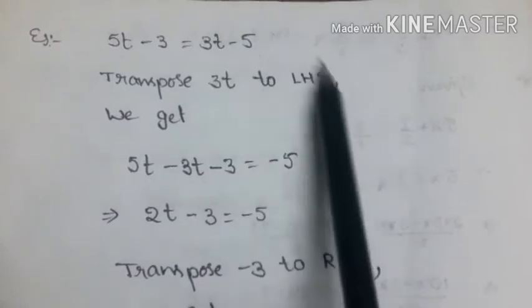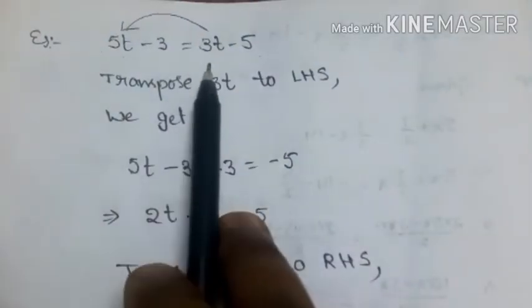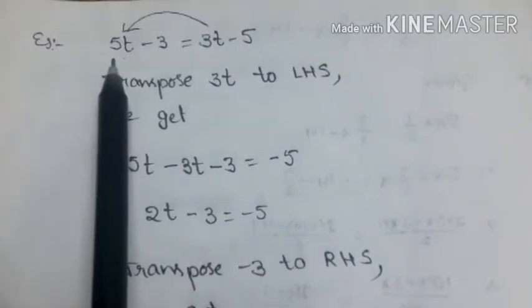So transpose 3t to the LHS. First, I transpose the t value from the right hand side to the left hand side.